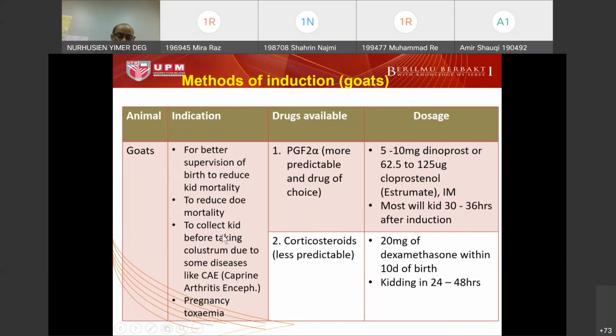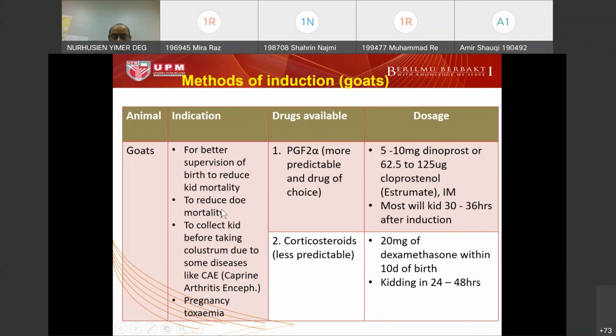If you are considering preventing the newly born kids from consuming the colostrum, you can induce and then control the process of kidding, and then immediately isolate or separate the kids from getting access to the milk. And an example of such a disease is caprine arthritis encephalitis. So this is something that can be transmitted via the colostrum.